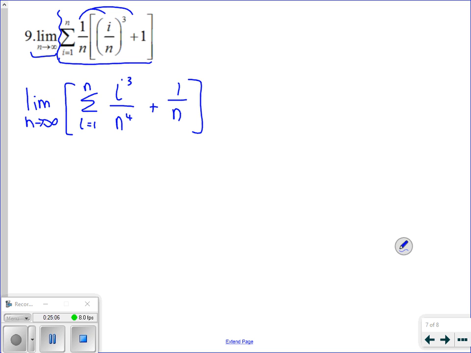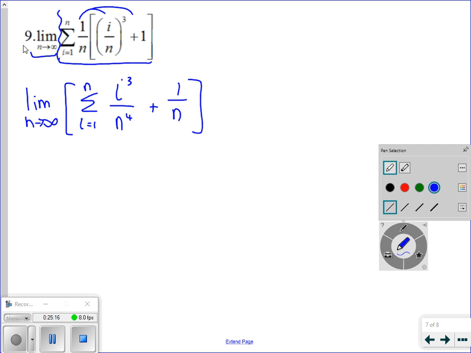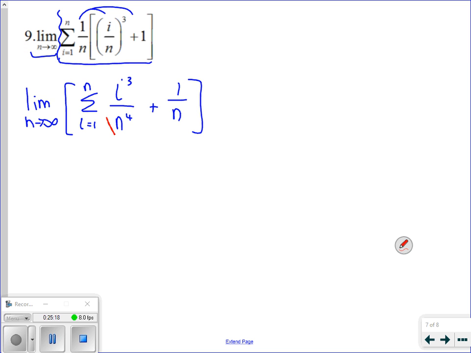Now, I'm going to go ahead and do the next two steps in one for the sake of time. I'm going to separate it as two separate sigmas, and take out the constants. The constants are 1 over n to the fourth and 1 over n. And I'm going to be left with i cubed and 1.